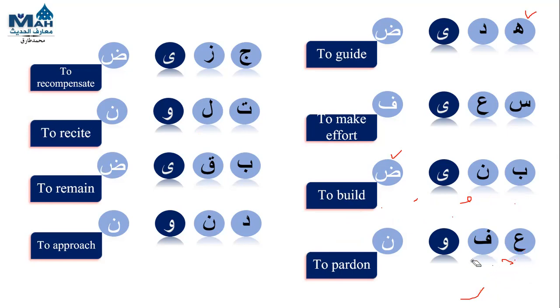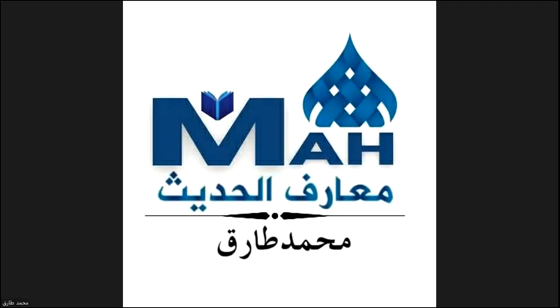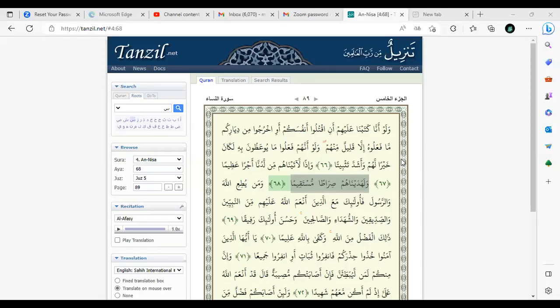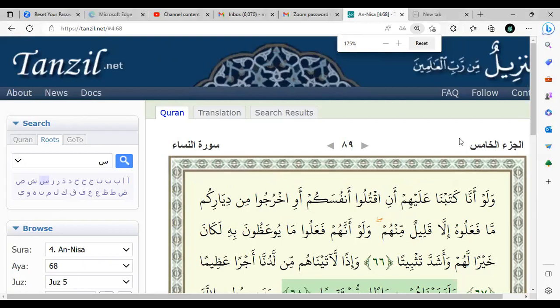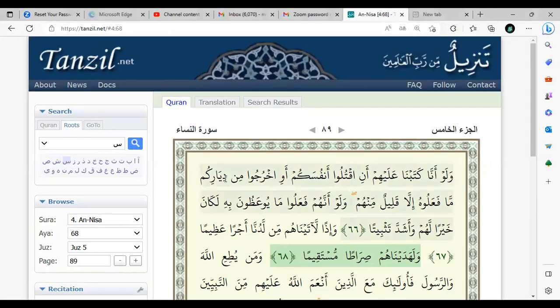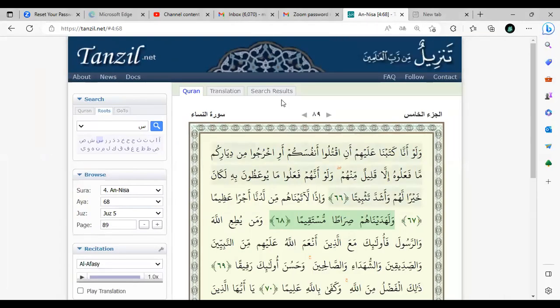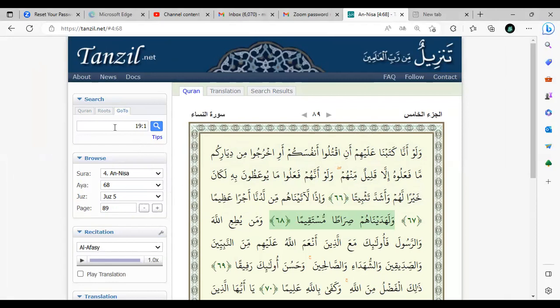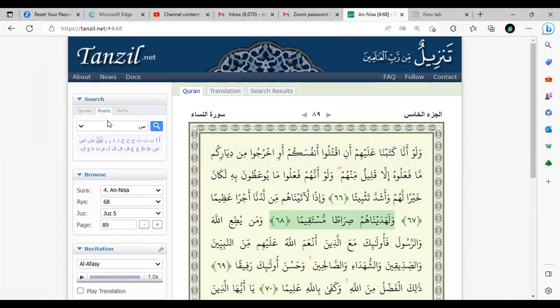Okay, so now we'll do some practice from the Quran. We'll try to search how to search the root letters. I'll show you, and inshallah it will help you. We'll do some practice from this only. Okay, so I'll share the page where I normally do this activity. This is the website, tanzeel.net. Okay, Aisha, you got it? Yeah. This tanzeel.net, you have different tabs here. Quran, roots, go to. Go to means which ayah you want to go to directly. Come to roots. In roots, as we were seeing in the exercise and example, we have ha, dal, and ya. Yes, we'll click here.